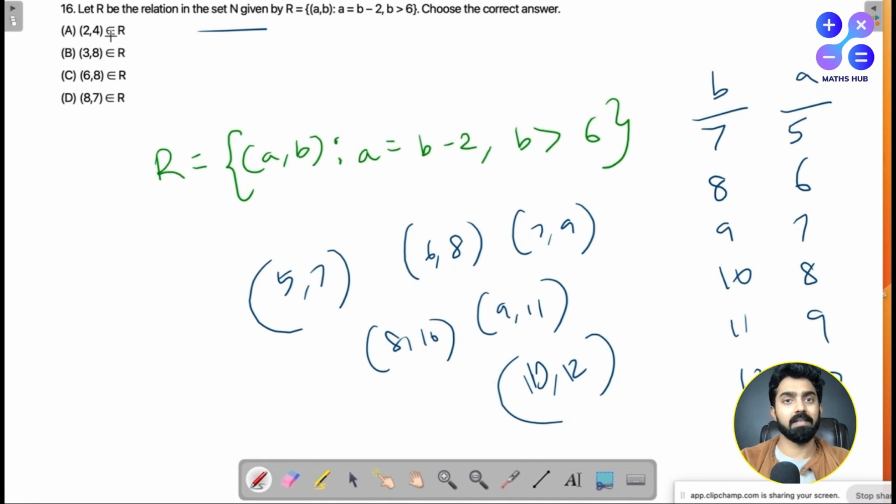b has to be greater than 6. So this is not possible. (8,7) is not possible. a has to be less than b. (6,8) is the answer, right? Yes, (6,8) is the answer.